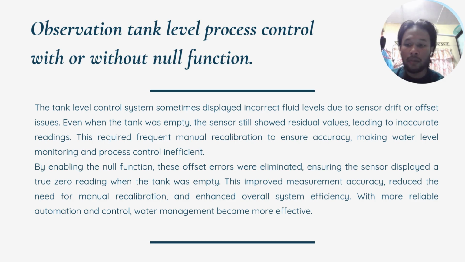By enabling the null function, the offset error is eliminated, ensuring the sensor displays a true zero reading when the tank is empty. This improved the measurement accuracy, reduced the need for manual recalibration, and enhanced overall system efficiency with more reliable automation and control. Water management becomes more effective.